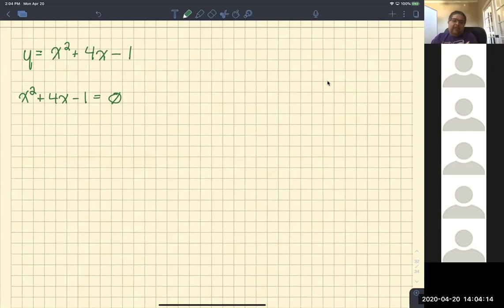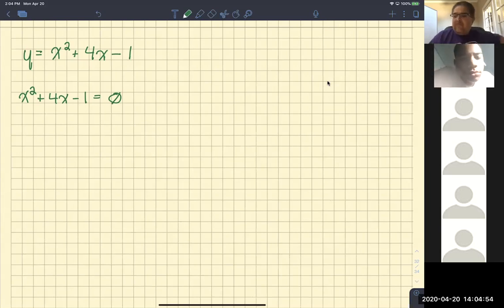Now, there's a problem with this. The problem with this is the only way you know up to now how to solve this equation is by factoring. Can we factor this quadratic? Are there two numbers that multiply to give me -1 but add to give me 4? No. So how do we solve this thing? Because it does have a solution, but we have to figure out how to solve it without factoring.